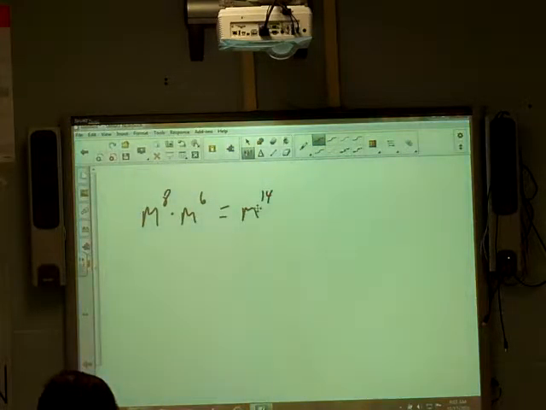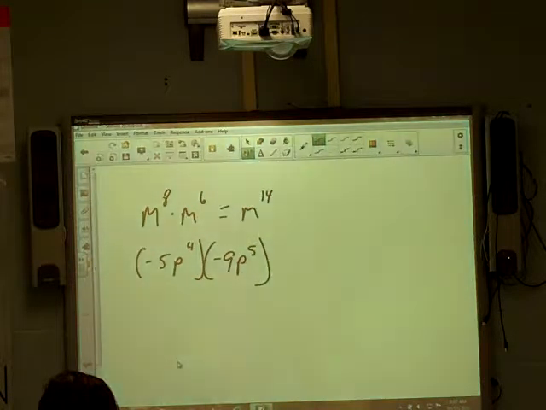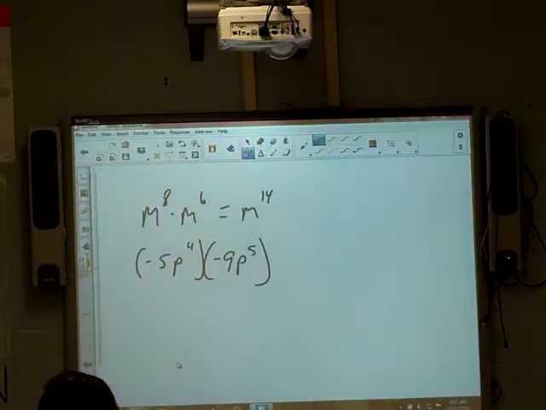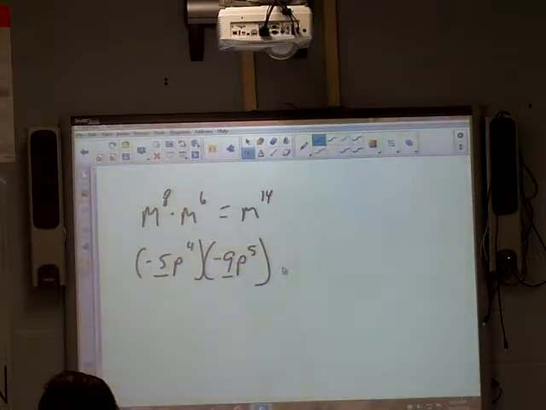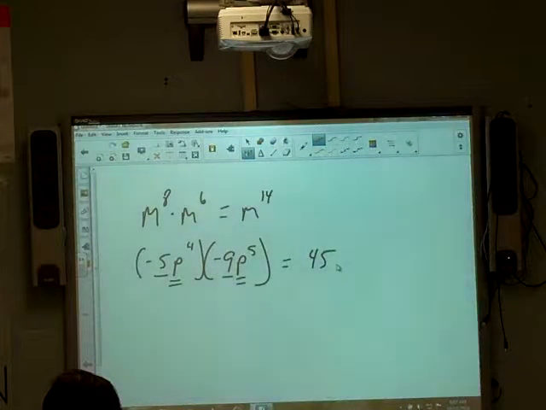Okay, now if I saw something that said negative 5p to the fourth times negative 9p to the fifth. Okay, this is the same thing, we've just got a coefficient other than one on both of them. So we're going to take our coefficients, negative 5 times negative 9, what's that? 45, but then what our exponent's on is still the same, so I'm going to bring that over, and what do I do with those exponents? Adding them again.